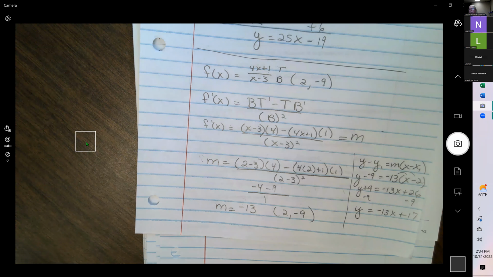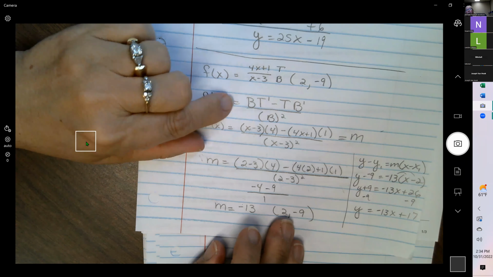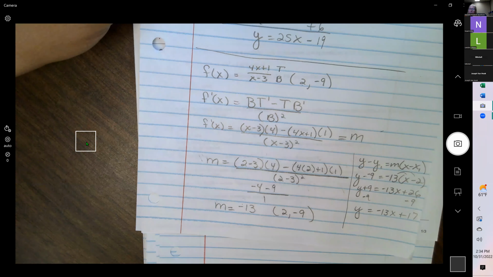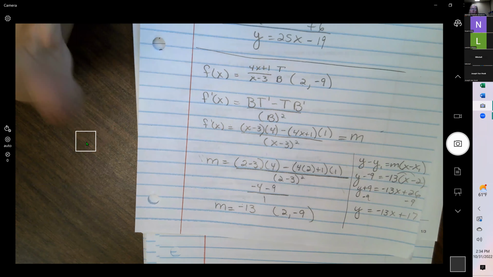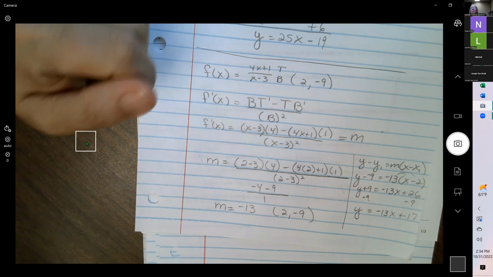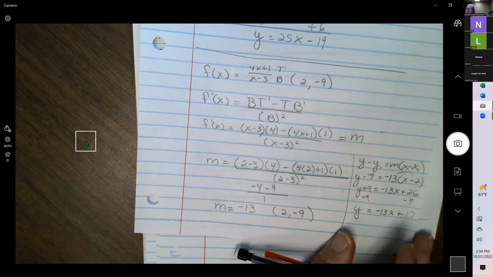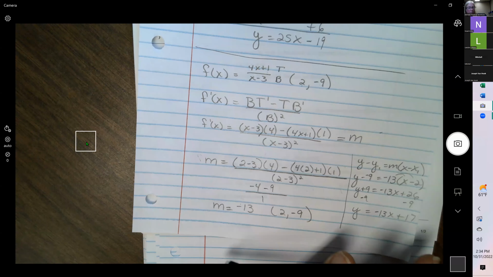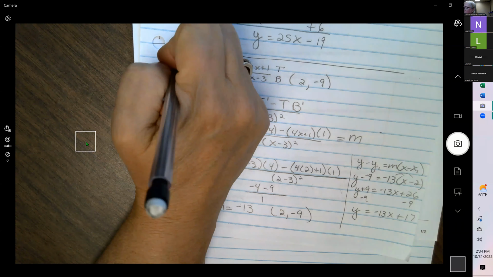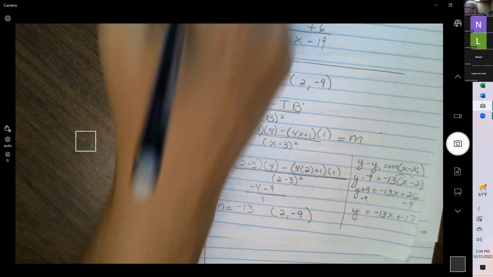So there will be one or the other. I probably did the fraction because the other one with the negative exponents was a product rule. Any questions on that one? So this was number 4.